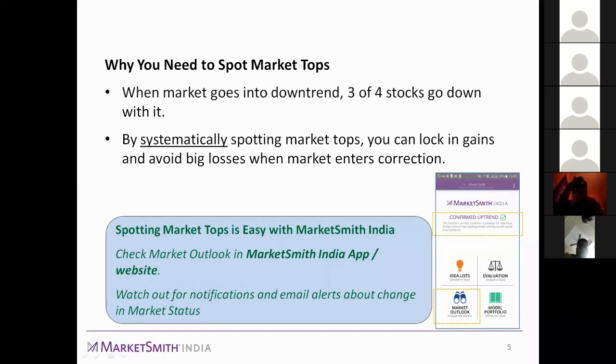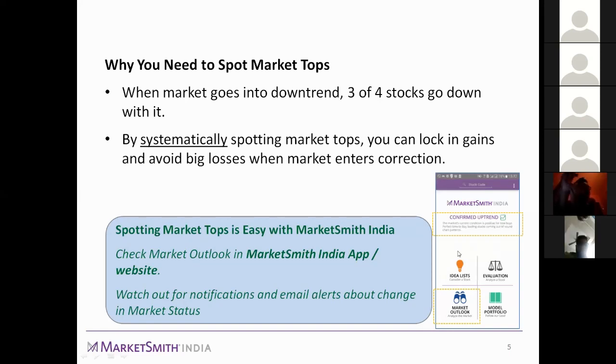So by systematically spotting the market tops, we can actually lock in the gains which we have made. The notional profits, we can convert into actual profits. So this is the reason why we need to identify the market tops.